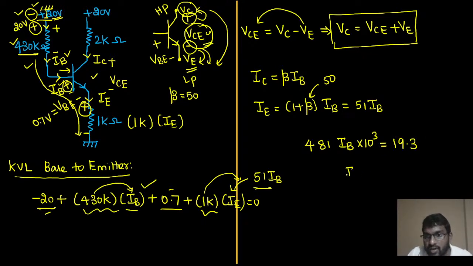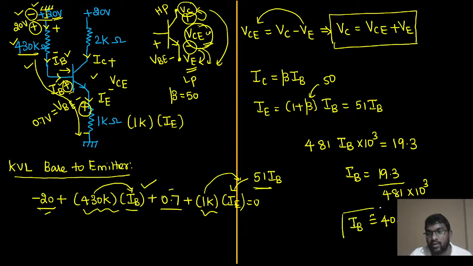Now resolve it further. Base current IB equal to 19.3 upon 481. When the 10 power 3 is passed to that side, in the denominator it will be plus 10 power 3. When it goes to the numerator, it will become 10 power minus 3. If you reduce it, it will become approximately equal to 40 microampere. That is the value of base current. Okay sir, so we got the value of base current.